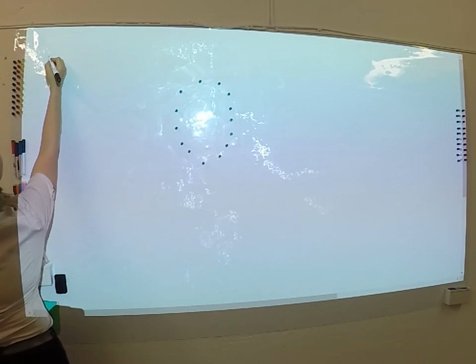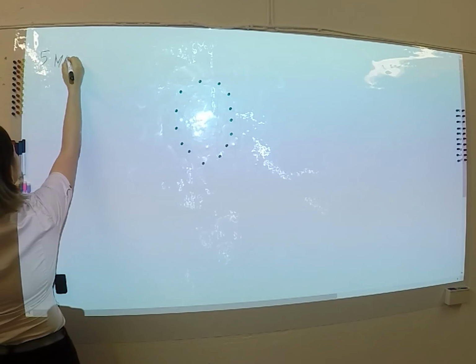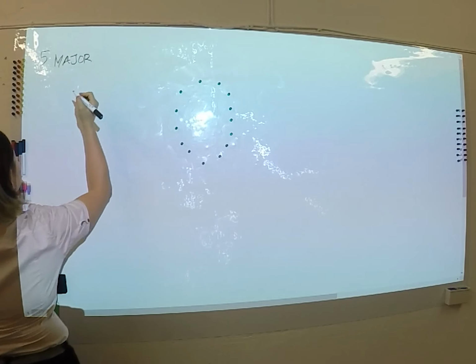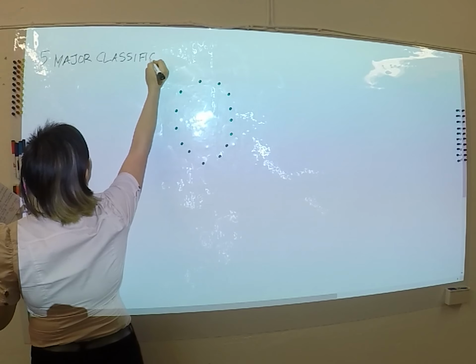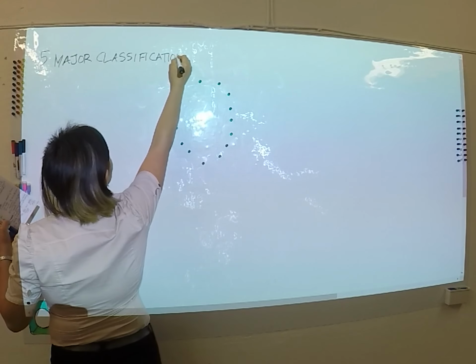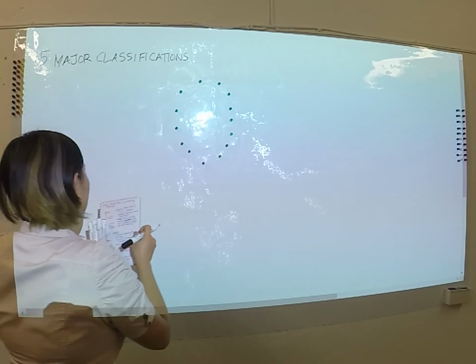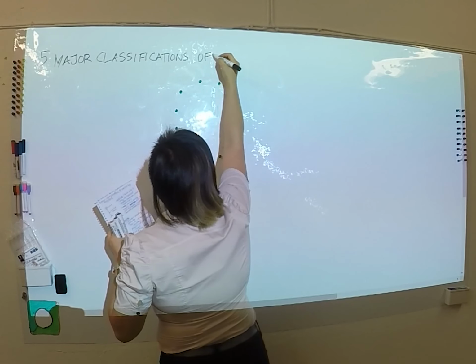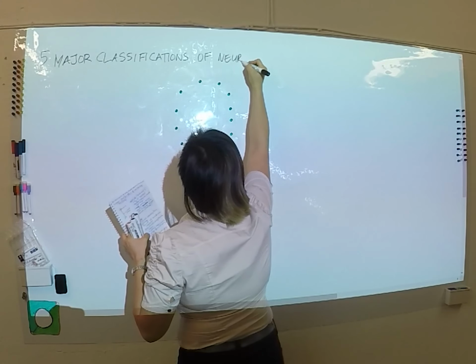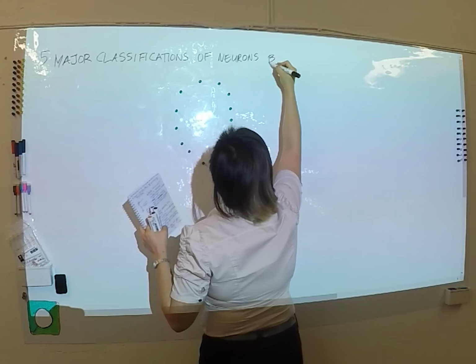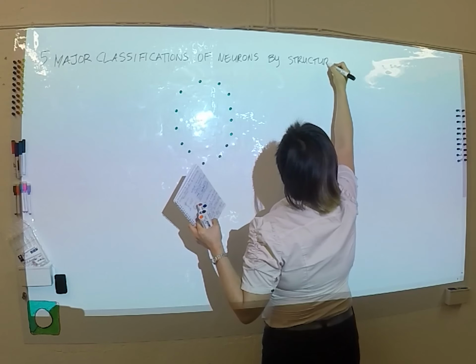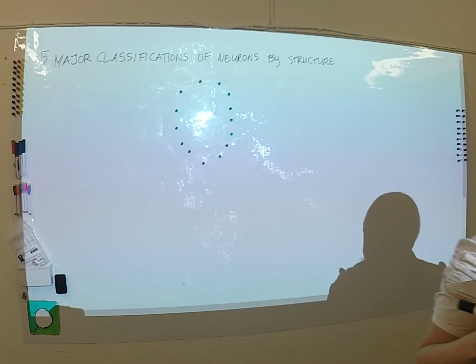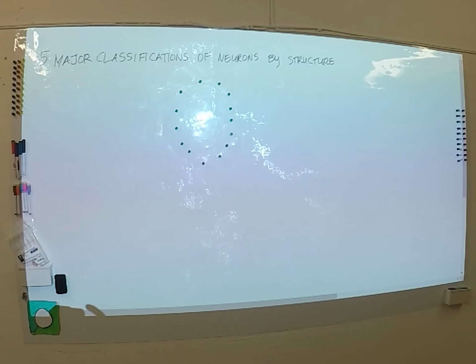Let's start over here. 5 major classifications of neurons by structure. Okay, let me just make sure you can actually see that. Okay, I think you can.